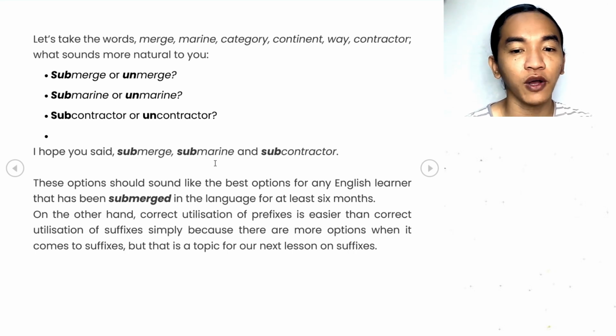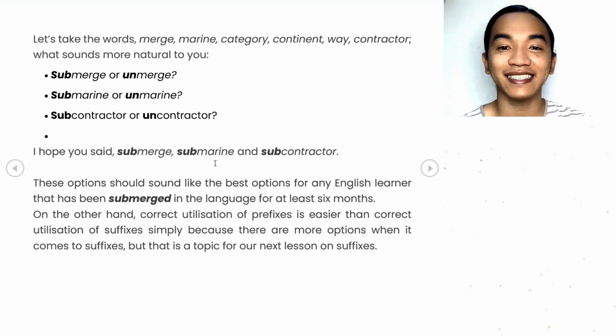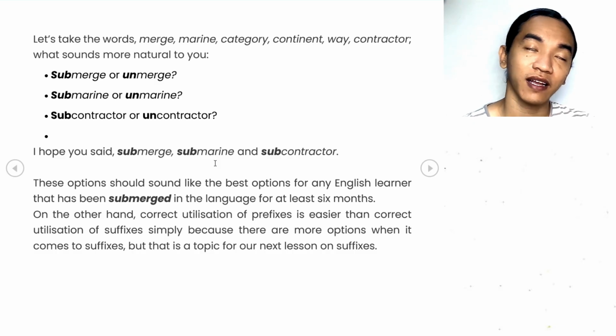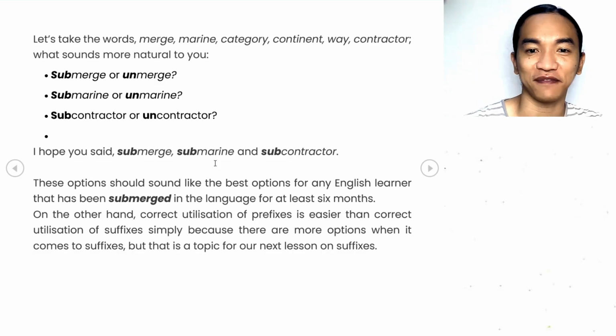Okay? So, on the other hand, correct utilization of prefixes is easier than correct utilization of suffixes simply because there are more options when it comes to suffixes. Right. But that is a topic for our next lesson on suffixes, of course.